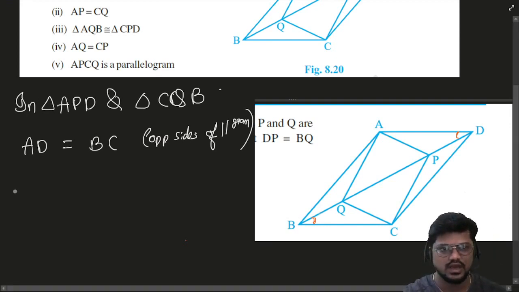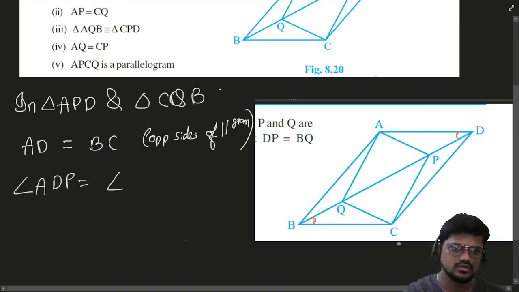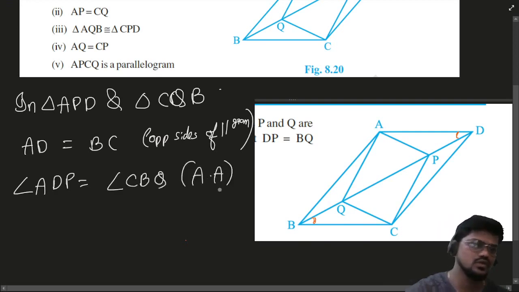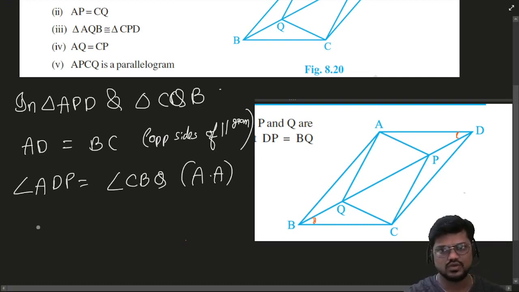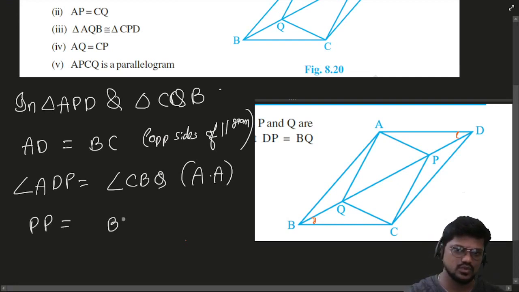So we can say angle ADP is equal to angle CBQ. Why? Alternate angles. What would be the next thing which is equal? BQ equal to DP. That's given. Yes, perfect. What do we know? PD is equal to BQ. Why? Because it was given already.